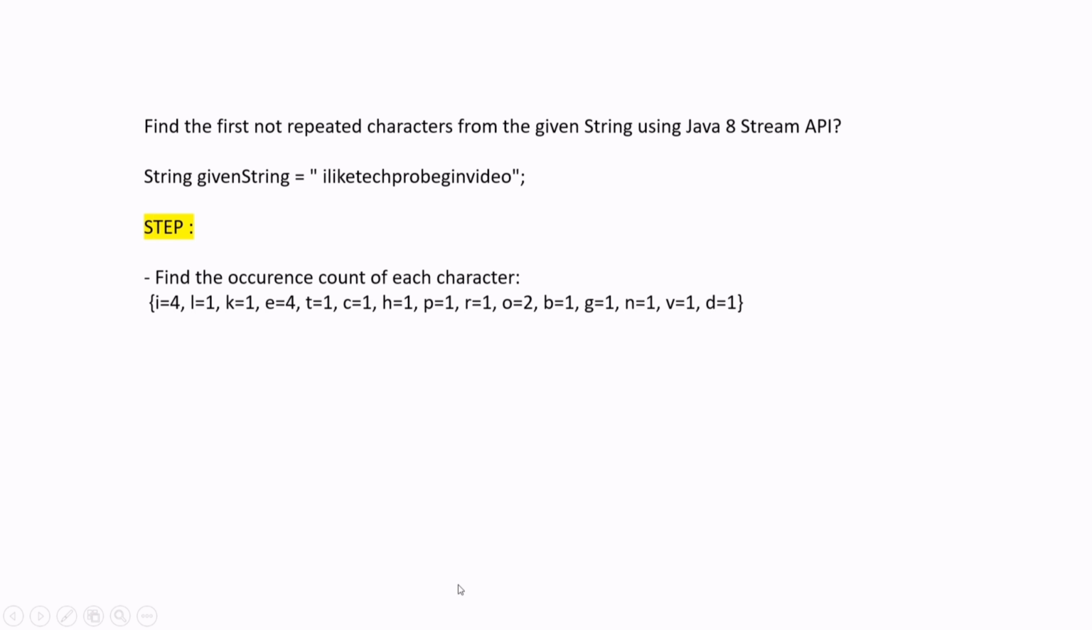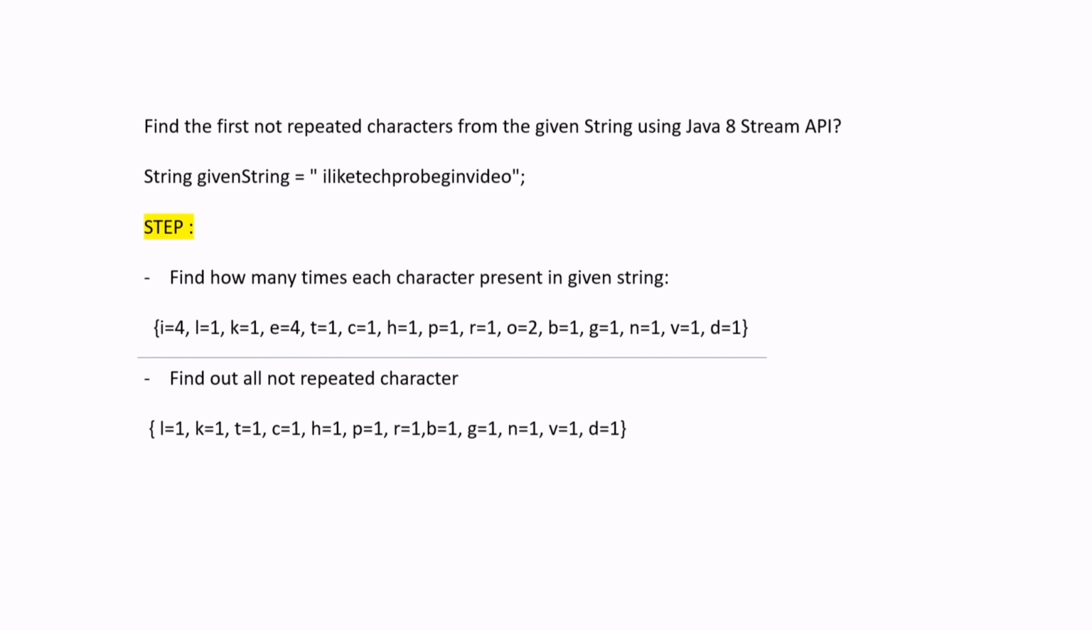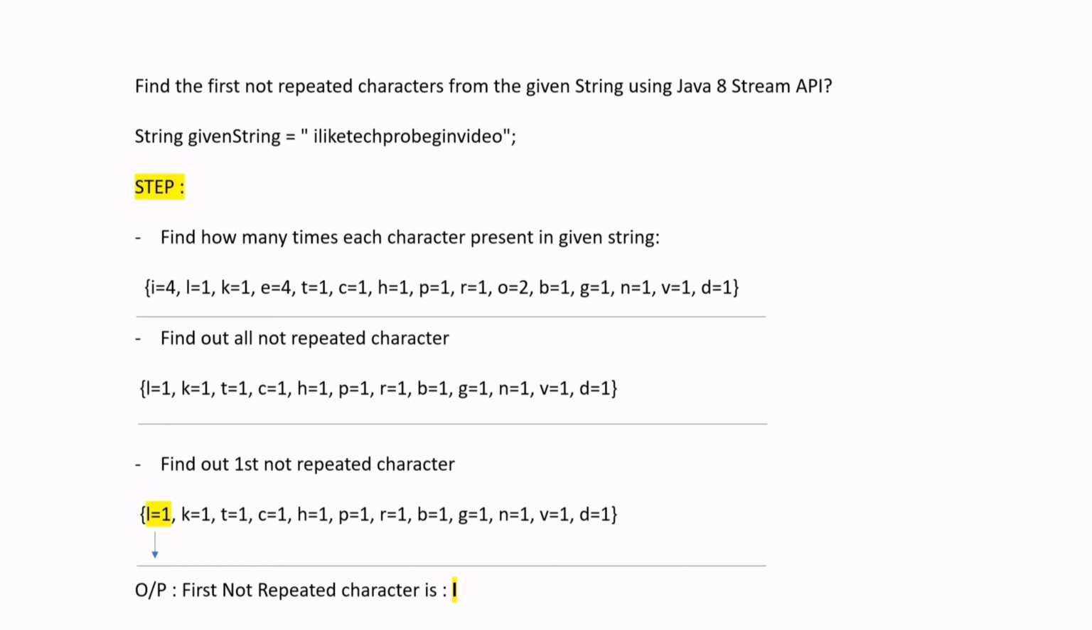So let's see one more time. We got the occurrence of each character. Then in the next step we find non-repeated characters, meaning the characters which are available a single time only. And in the next step we find the first non-repeated character, and that is L. Why do we consider that the first? Because we maintain the order of the characters available in the given string. So L is what we expect in the answer.